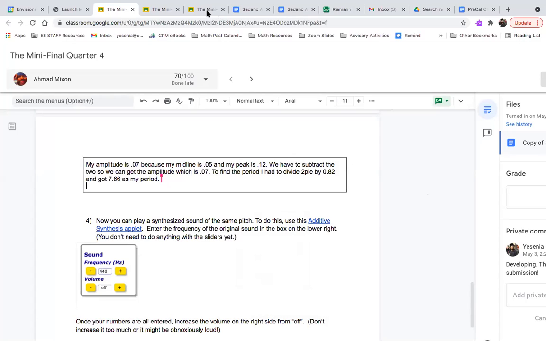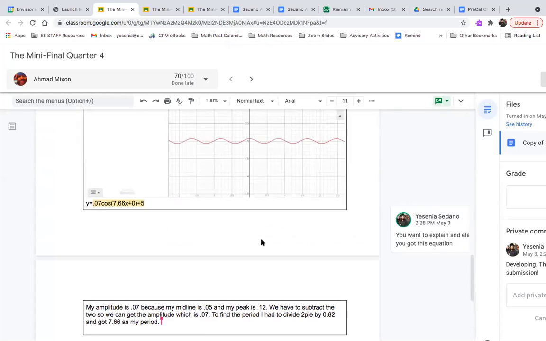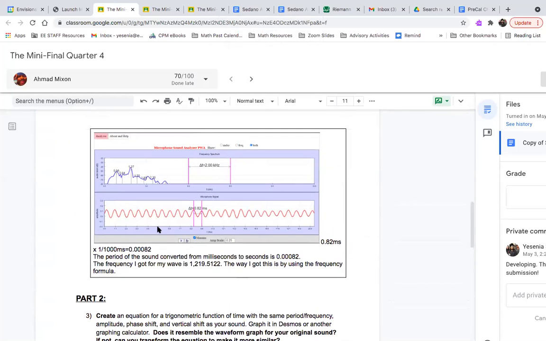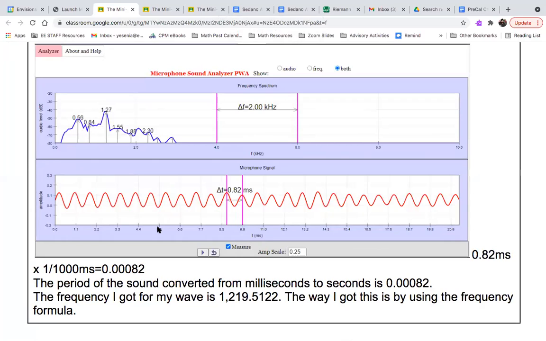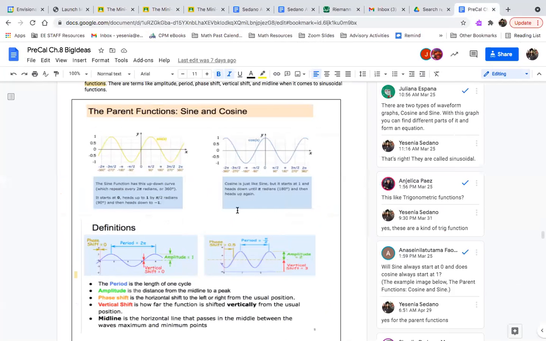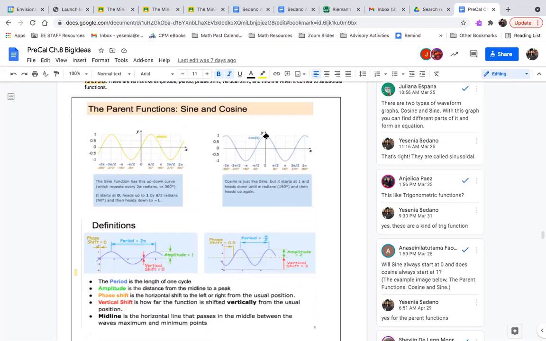So I think your B looks great. And so you were asking about your C, right? Your phase shift. And you said you're pretty sure it's 0. I think yours is 0 too. Can you explain why? There's not a shift horizontally. And you're choosing sine or cosine? Cosine. So right here I'm projecting our big ideas, and this is big idea 8. Notice how cosine starts at the maximum on the y-axis and then it goes down, whereas sine starts at the midline and then goes up.